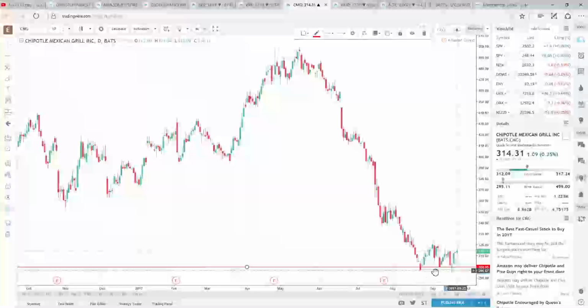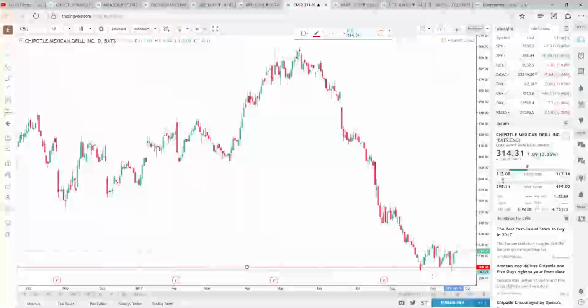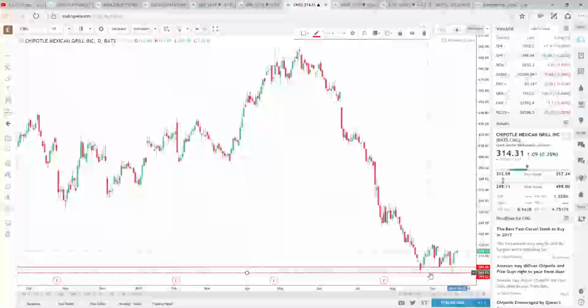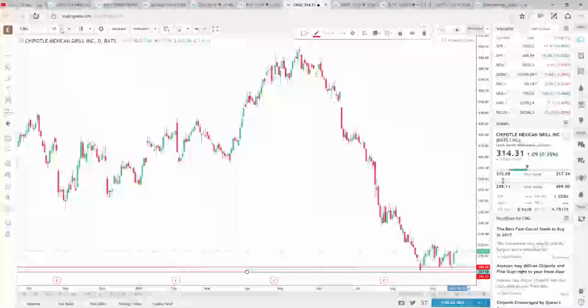Next, we're going to show the next level of support would be right around the 295 range. And you can see, let's move to a longer term time frame. Let's go to the 5-year chart.